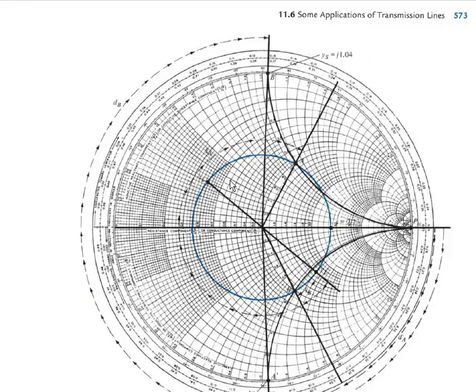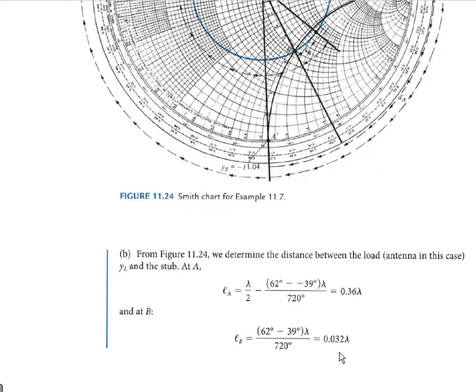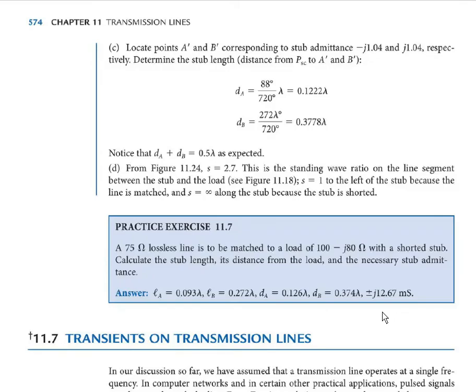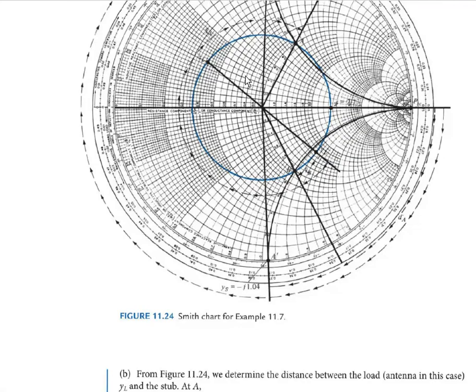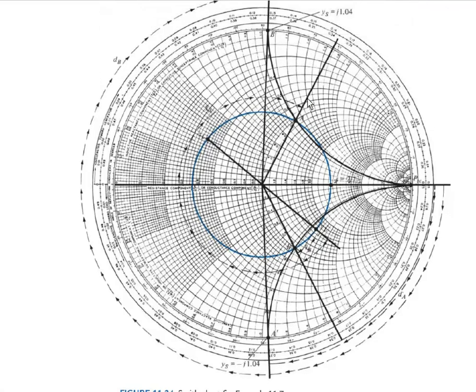So we need to connect a stub at a distance of 0.36 lambda or at a distance of 0.032 lambda. Then what is the stub length needed at that location, we need to find. For that it's easy. You just extend that reactance circle which you obtain from this point B and A to this outer point and this outer point. Mark them as B dash and A dash.